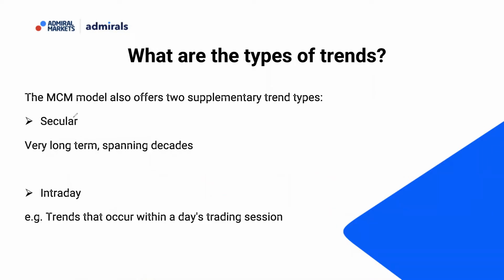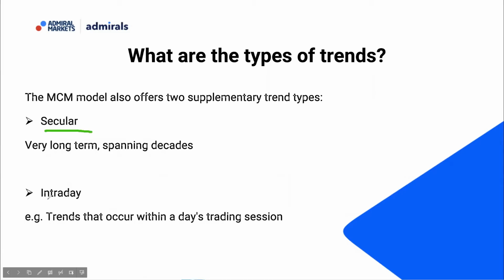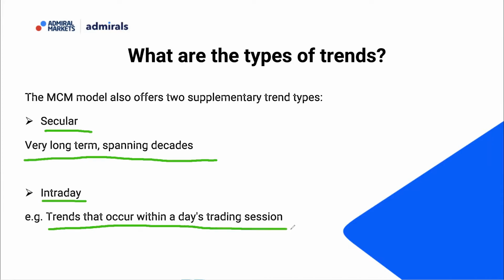So the MCM market cycle model also offers two other supplementary trends, the secular and the intraday. The secular trend, we could call this one the extremely long term, again, using very common language there. And we might look at this like trends that span over decades. Maybe if you're looking at the Dow or one of those equity markets, you might see it spanning over decades, many, many years, versus say intraday, which is very much a micro view.